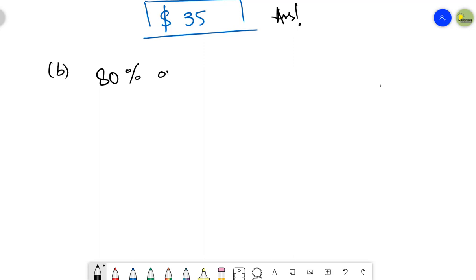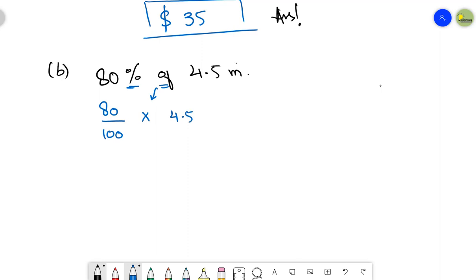80% of 4.5 meters. Okay, so in order to find out the value of 80% of 4.5 meters, first of all, we have to remove this percentage symbol by dividing 80 by 100. You have to divide the number by 100 to remove this percentage sign. Now this "of" is going to be removed by a multiplication sign. You are replacing this "of" with a multiplication sign and then the number is 4.5.